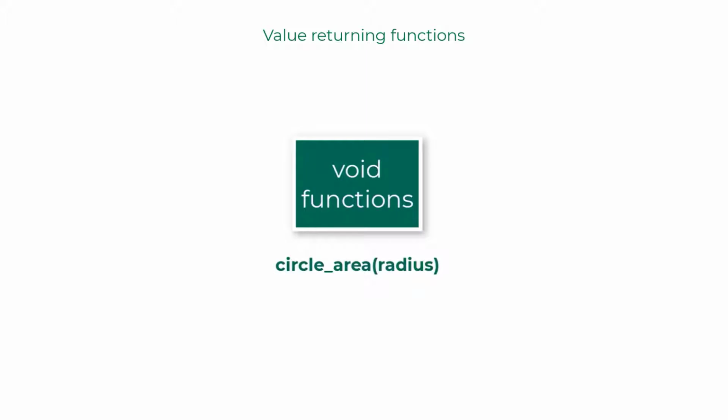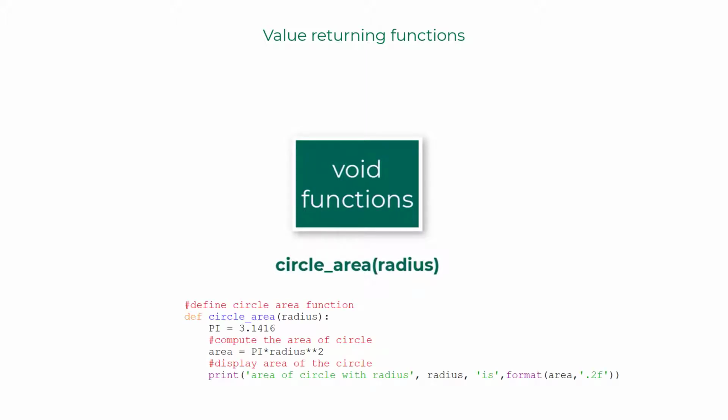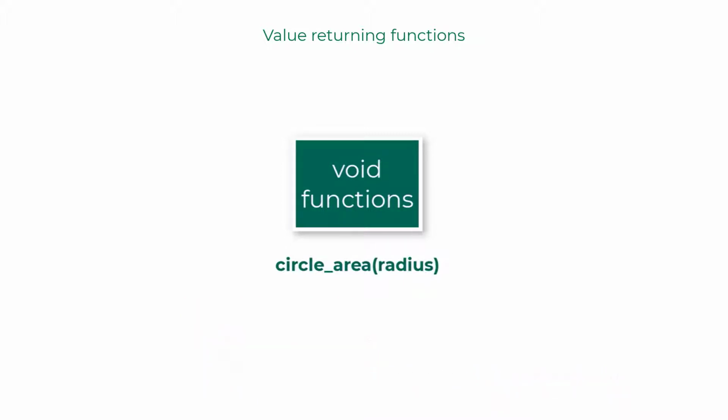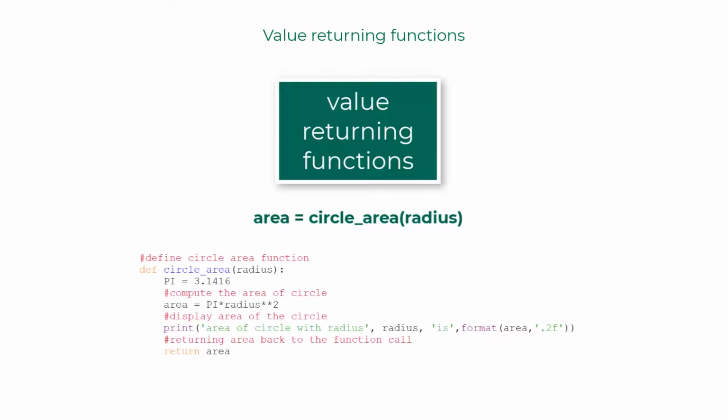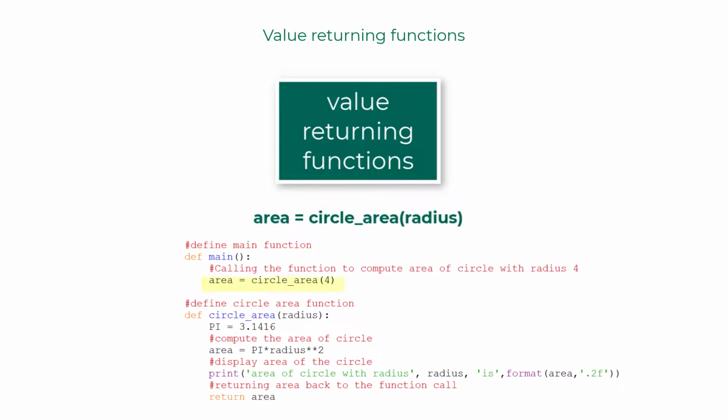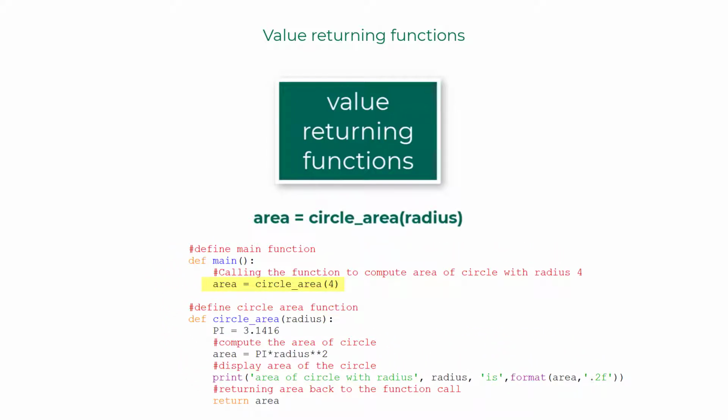So far, we focused on writing functions that just display output. Such functions do not return any value. That is why they are called void functions, because they return nothing. On the other hand, we have value returning functions. These functions can do everything a void function can do, and in addition to it, return values which can be used in the parts of the program that call the function.